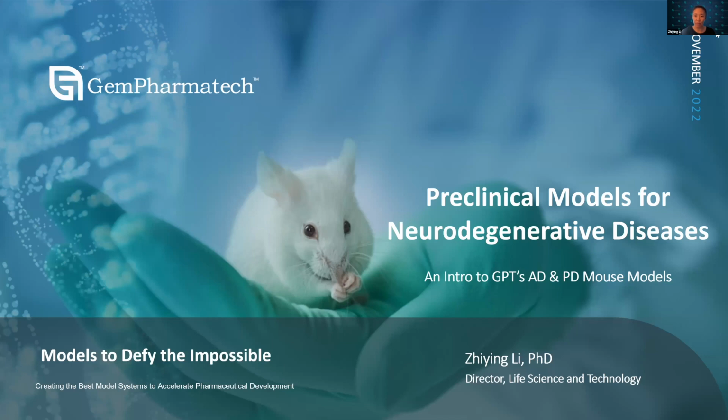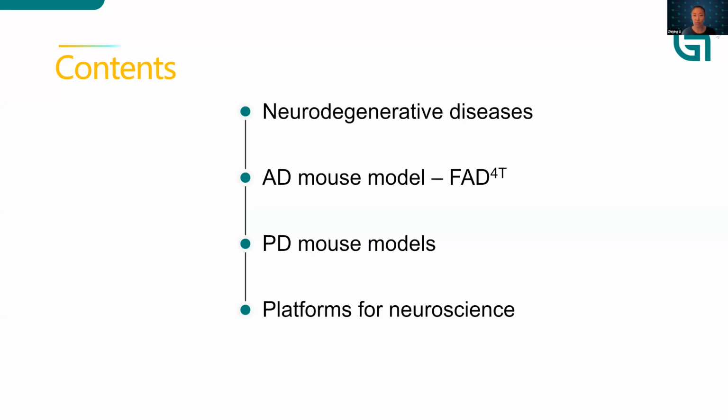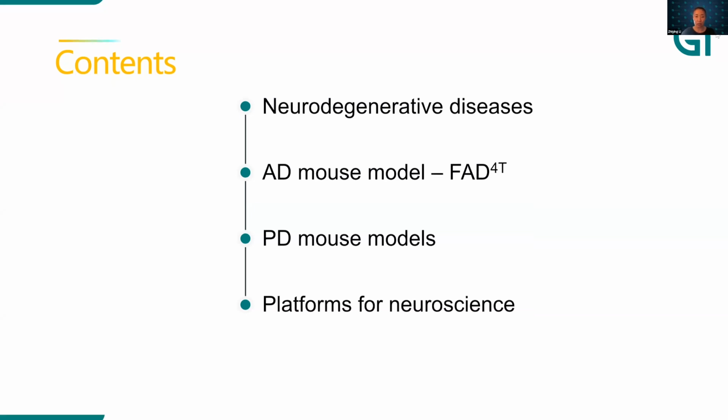Welcome, everybody. My pleasure to share something about the mouse models that GemPharmatech is developing for Alzheimer's and Parkinson's diseases. So I'll start sharing my screen. Okay, great. Here's the title. We'll be talking about ADs and PDs. I'll be organizing today's chat in 4 sessions. First, a general overview of how GemPharmatech is thinking about developing models for neurodegenerative diseases overall, then our one FAD4T for AD, and a couple of upcoming models in the PD field, and then finally some information about the platforms or services that we have for neurodegeneration or neuroscience in general.